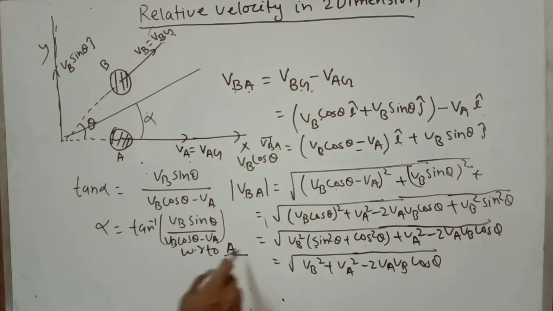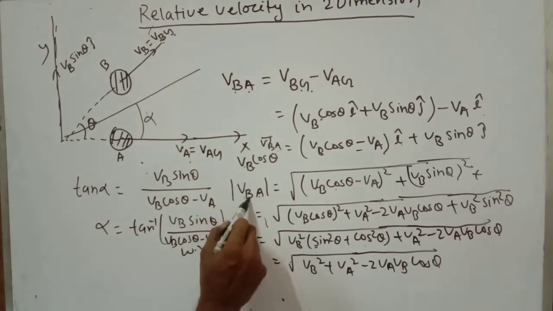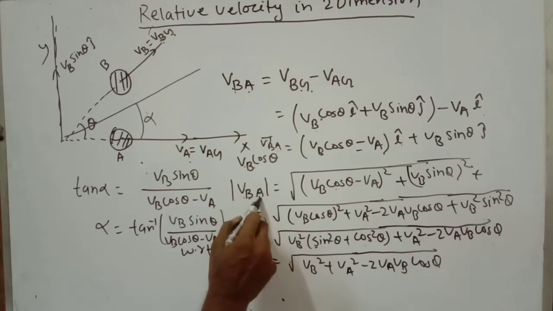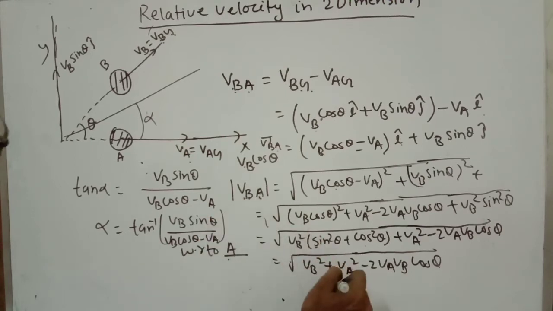This angle is measured with the direction of the velocity of A with respect to ground. So this is about the velocity of B with respect to A, that is, how much of the velocity of B is observed by A. Now, applications of relative velocity in two dimensions.